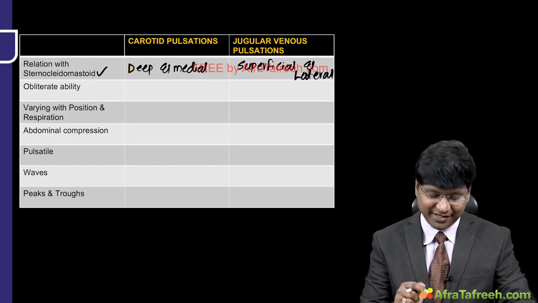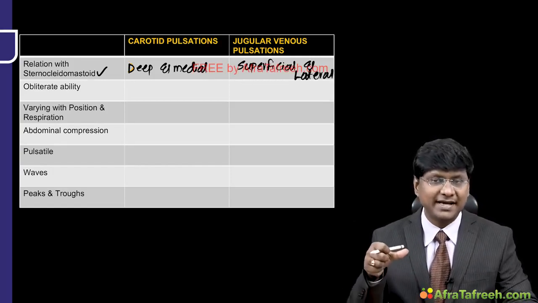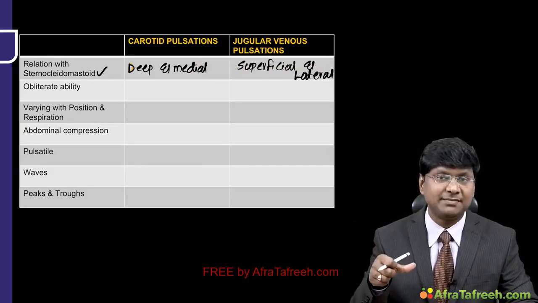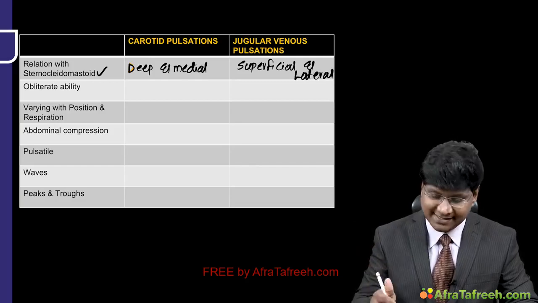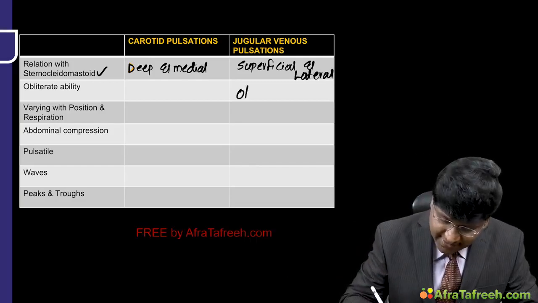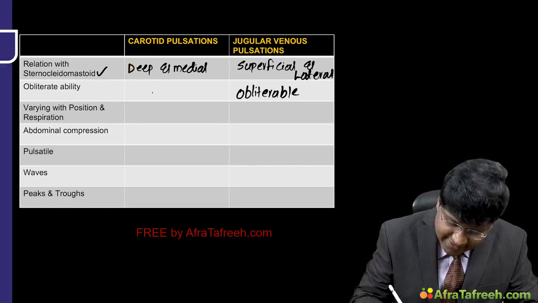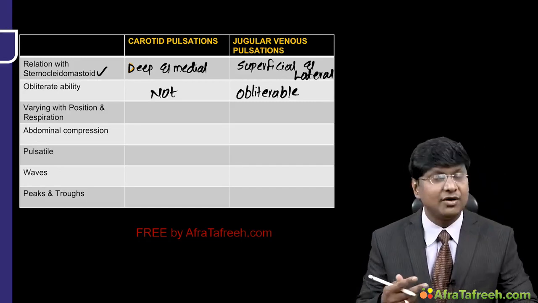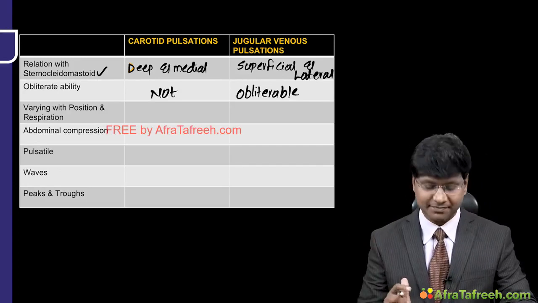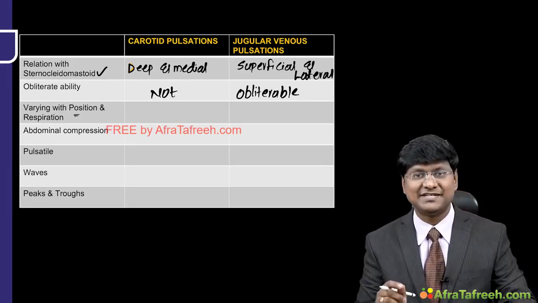And the next important point is about the obliterability. When you apply pressure with the help of the thumb at the base of the neck, the jugular venous pulsations or waveforms are obliterable, right? Whereas the carotid pulsations are not obliterable when you apply the pressure with the help of the thumb at the base of the neck. And they also vary with position as well as the respiration.